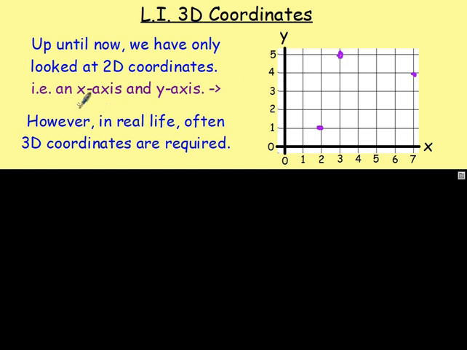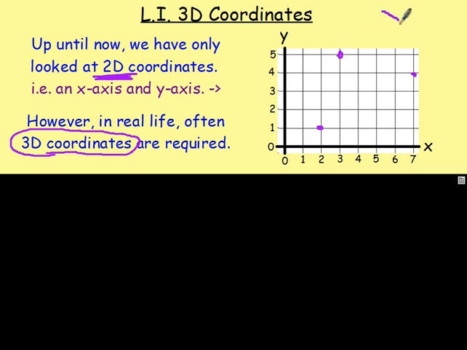And for each of these, they're just going to be in 2D. They're 2D because we've got two numbers. We've got the x value and we've got the y value. However, as it says here, often in real life, we need 3D coordinates. 2D coordinates are not going to be enough.